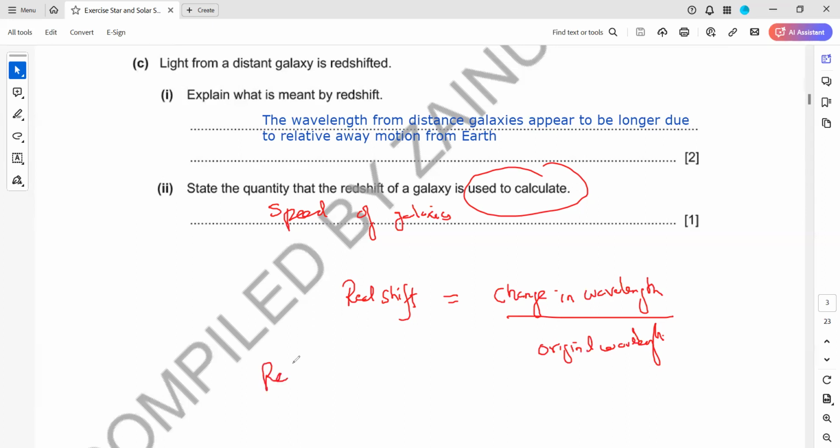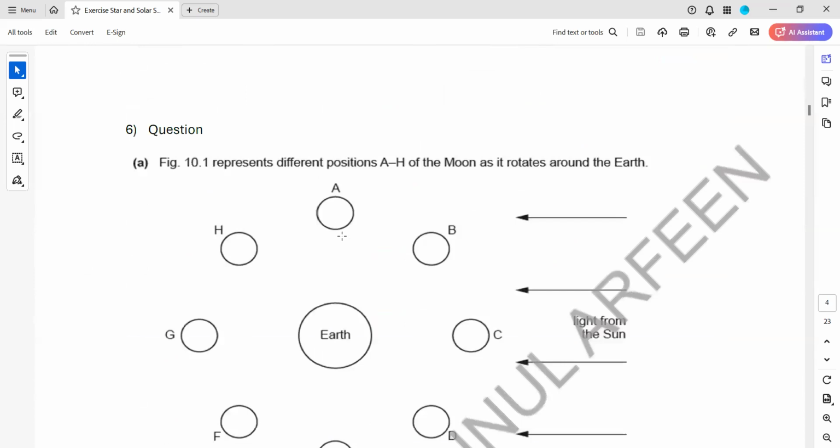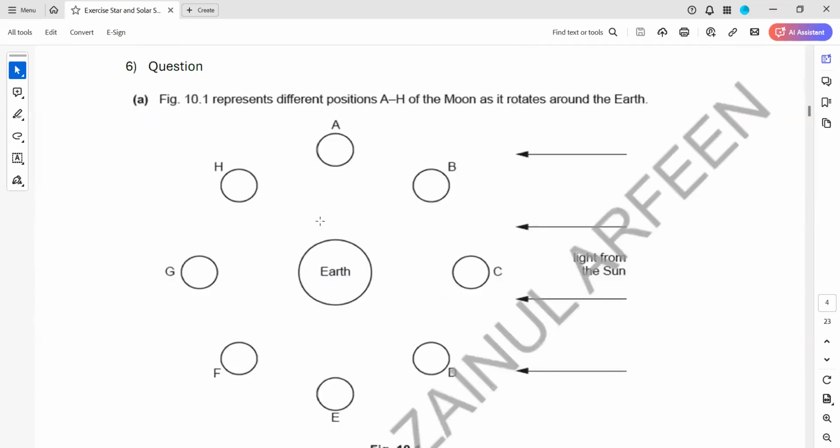Then the redshift or Doppler shift multiplied by the speed of light gives us the speed of the galaxy. But these two formulas you don't have to memorize or learn. From an exam point of view, they will only ask what can be calculated, but not how it can be used to calculate. So only the theoretical part you have to learn, not the calculation related to redshift.